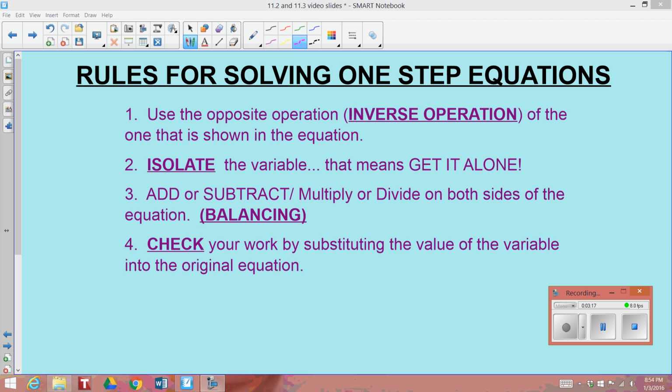If the equation has multiplication, you would use division. We're trying to isolate the variable. That means get the variable alone. We're trying to have the variable equal something. Okay, so step 3 is add or subtract, multiply or divide on both sides of the equation, which we call balancing. And then the fourth rule is to always check your work. And we know that, but you can check your work by substituting the value that you got by using the inverse operation.